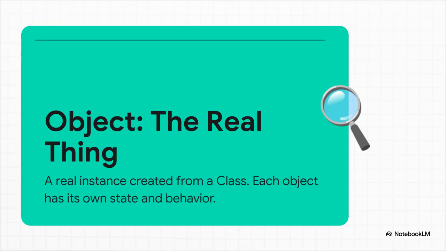So, if the class is our blueprint, then the object is the real thing, the actual thing you build from that blueprint. From just one door blueprint, or class, you can create a ton of unique door objects. Your front door might be a brown wooden door object, while the one to your bathroom is a white plastic door object. See? They both came from the same blueprint, but they are completely different real-world things.